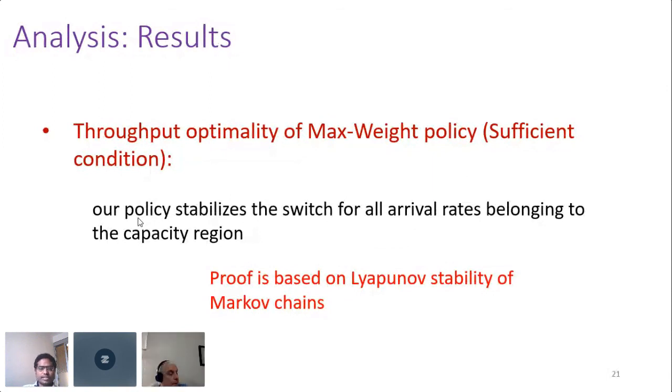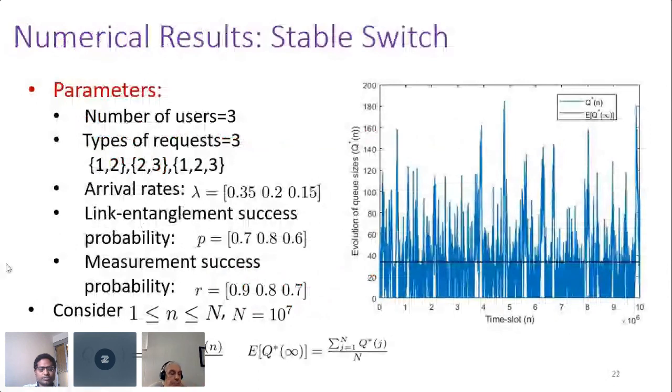Now we look at some numerical results. We have simulated a quantum switch which has 3 users and 3 types of requests, and the arrival rate for this model is given by this vector. And we assume that the primary entanglements are created across links according to this probability vector P, where the first element corresponds to the primary entanglement success probability across the first link. Similarly, we assume that the entanglement swapping operations are successful with probability vector R, where the first element corresponds to the success probability for type 1 request.